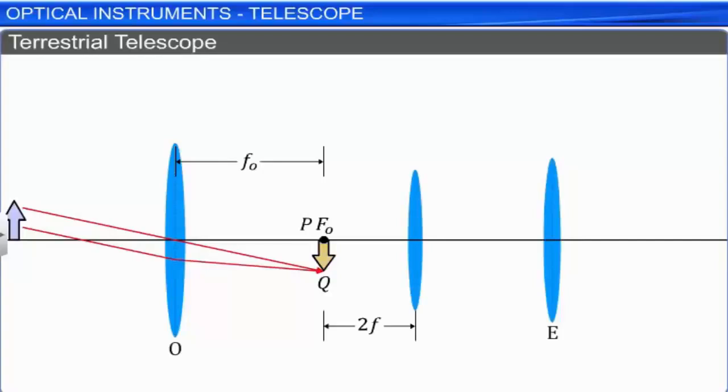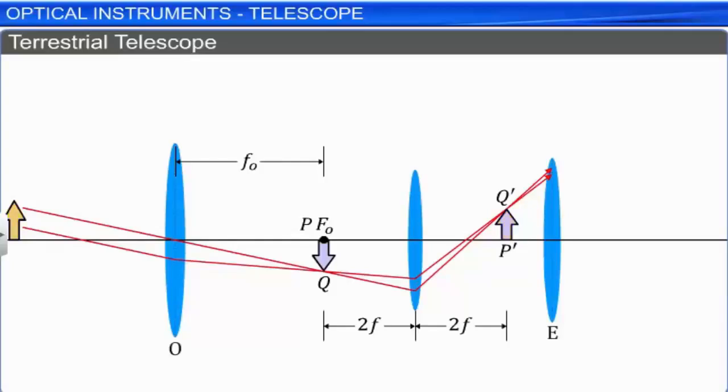PQ now acts as an object to the inverting lens, and since this image PQ is at a distance 2f from it, the inverting lens forms an image P'Q', which is real, inverted, and of the same size as PQ. It is of importance to note that the image P'Q' is erect with respect to the original object. The size of P'Q' is the same as that of PQ. The lens has merely made an inverted image erect.